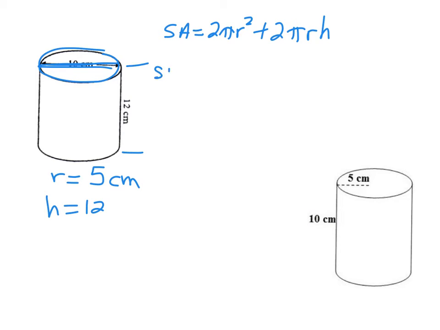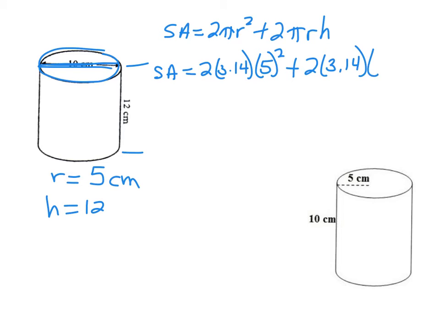Again, I encourage people, whoever, to write these out. 2 times 3.14 times our radius is 5, not 10, plus 2, there's pi again. The radius is 5 and the height is 12. All right, so this time I won't use a calculator. I'm gonna do my pi's last. So I'm gonna put the 3.14 here. 5 squared is 25, and I'm doubling that, so that's 50.